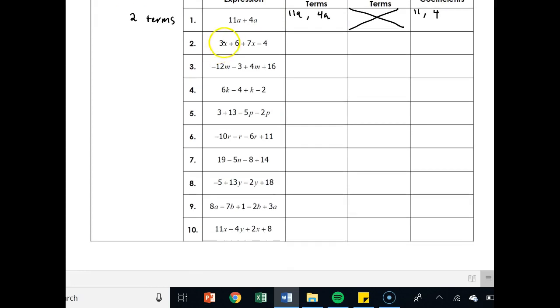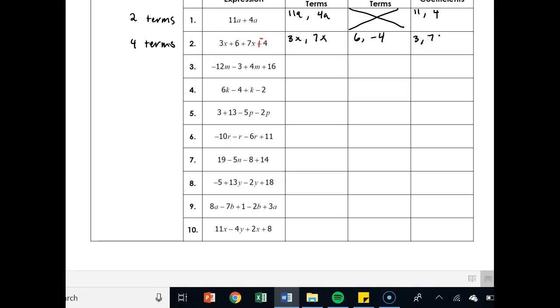Let's do another one. Number 2, we have 1, 2, 3, 4 terms here. 4 terms, and again, it's going to be very important for you to remember anytime you see subtraction to change it to plus a negative, right? So you can understand whether that's a positive or negative 4. So variable terms, we're looking for terms with variables attached to them. So 1, 2, so 3x and 7x. Constant terms, we do have some. Those are numbers without a variable, so 6 and negative 4. And the coefficients are just simply the numbers in front of variables, so 3 and 7. So numbers attached to variables are coefficients.